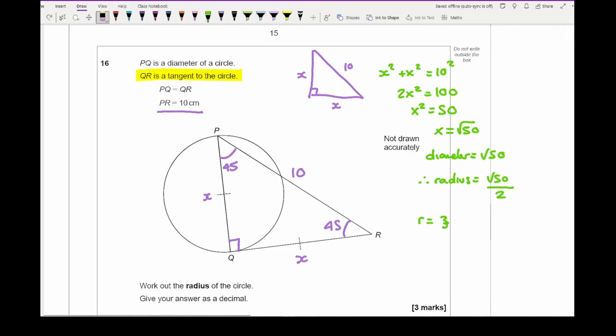Oh, I don't know what number that was, so let's just try that again. We get 3.5355 and so on on the calculator, and then if I want to I could just round it up, or I could copy what's on the calculator, but I'm going to round it up to 3.5 centimeters, and that's been rounded to 1 decimal place.